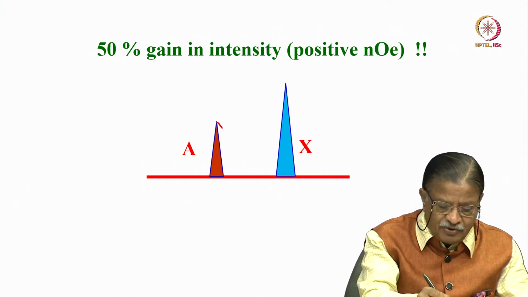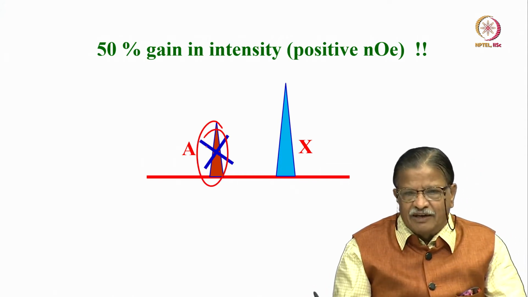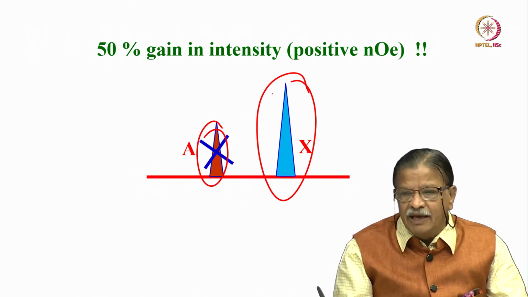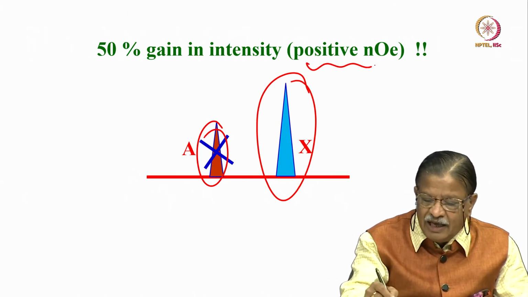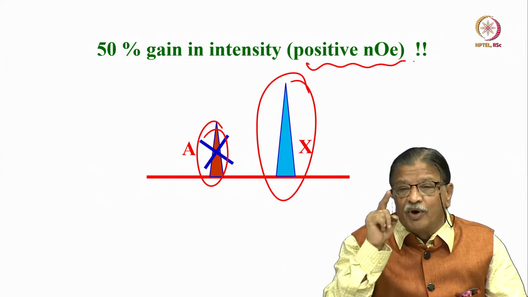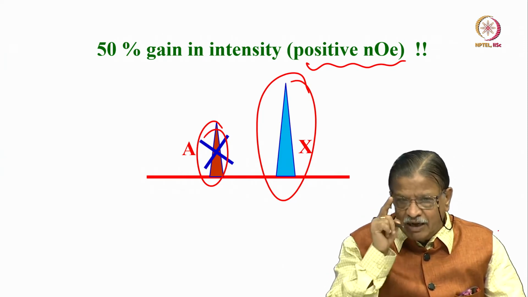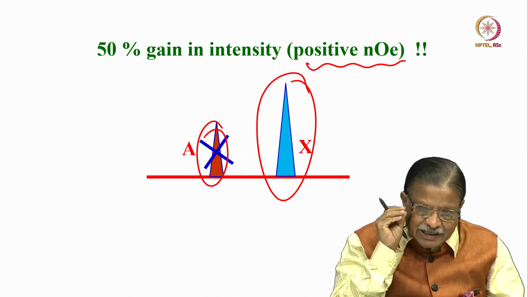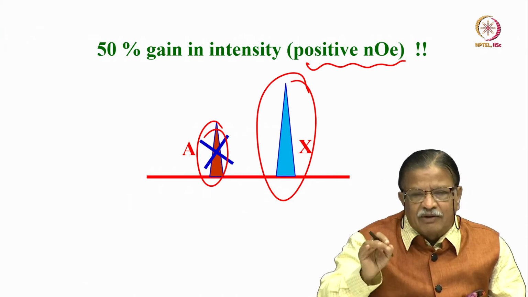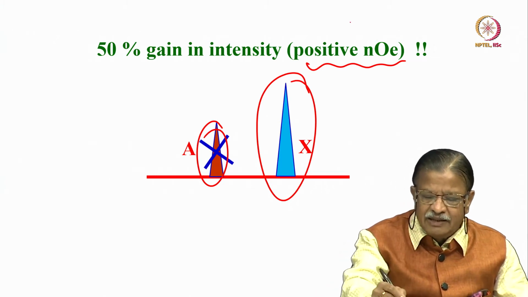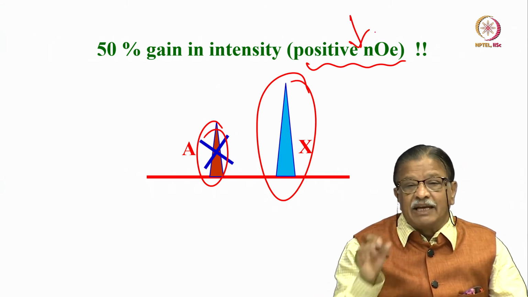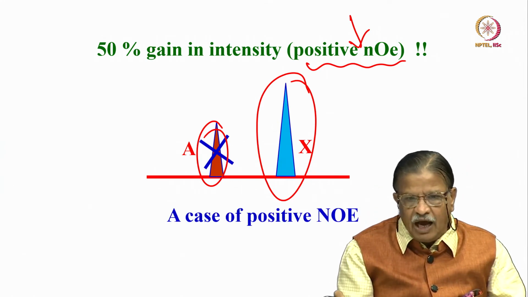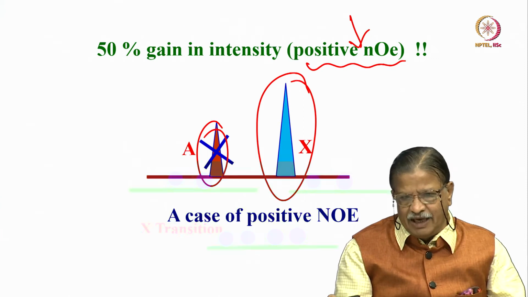This came down by 50%, we are not interested in that, whereas X has gained in intensity by 50%. This is called a situation of positive NOE. Remember, positive NOE. So, what do we understand from that? If the spins adapt or follow the double quantum relaxation pathway, then we can see positive NOE. There is a change in the intensity of the signal. All right, this is a positive NOE case.